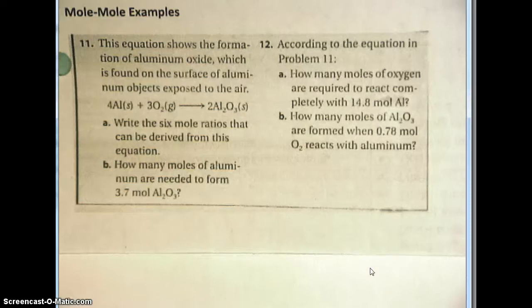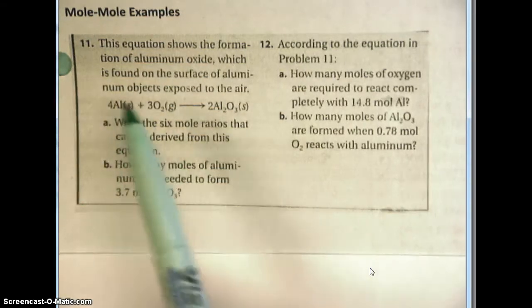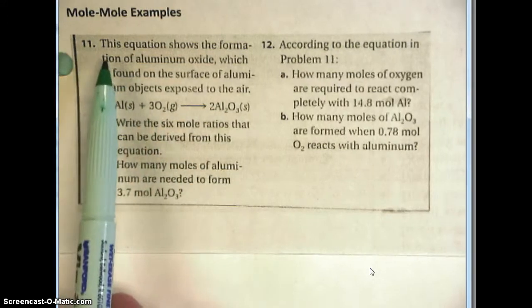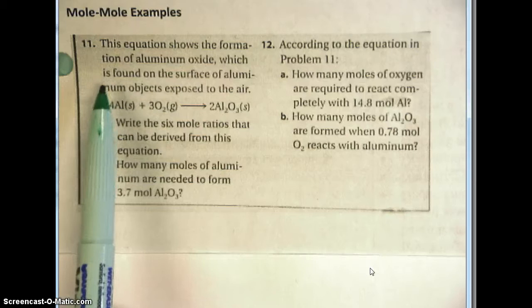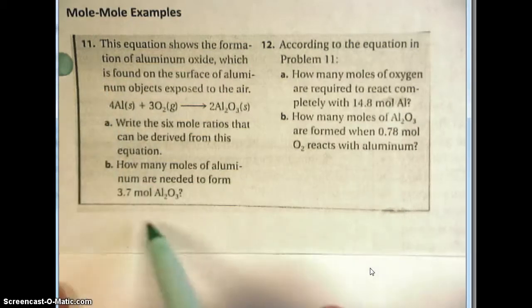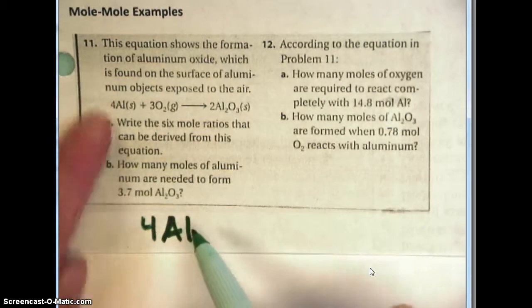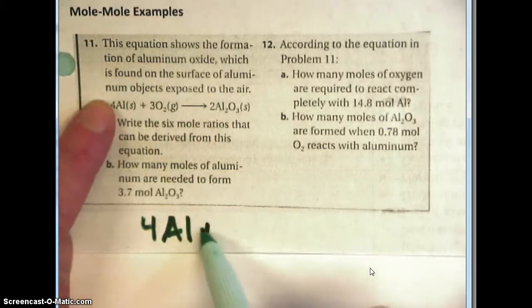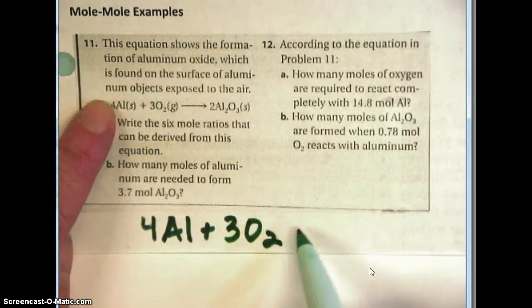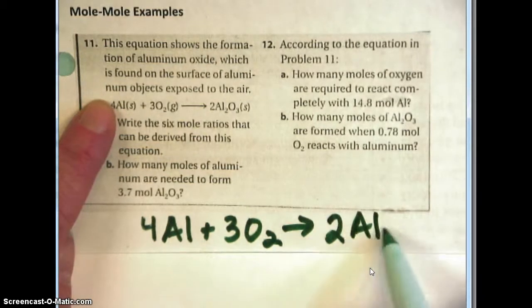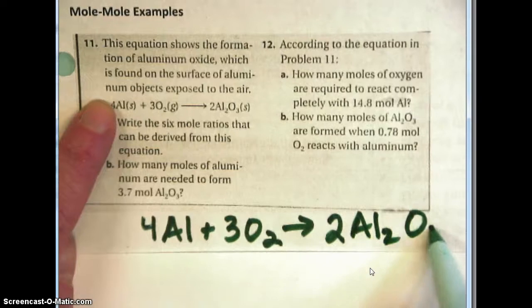In this lesson, we are going to do examples of mole-to-mole stoichiometry. In the first one, number 11, this equation shows the formation of aluminum oxide, which is found on the surface of aluminum objects exposed to air. So the way we read this is 4 moles of aluminum plus 3 moles of oxygen gas yields or react to form 2 moles of aluminum oxide.